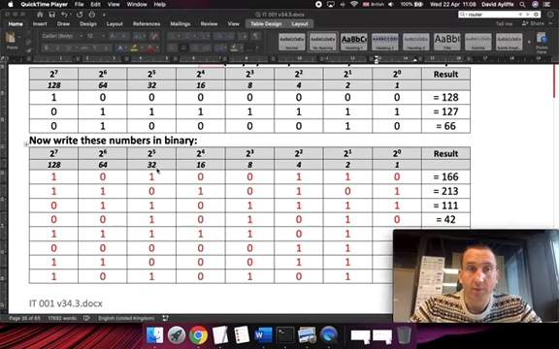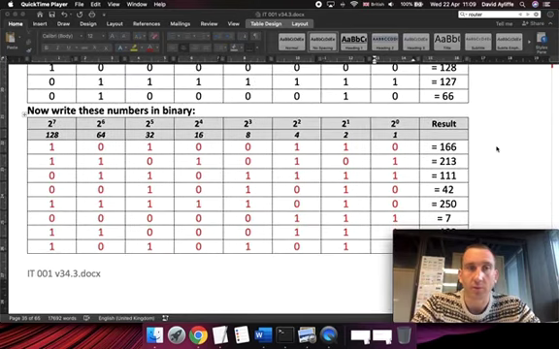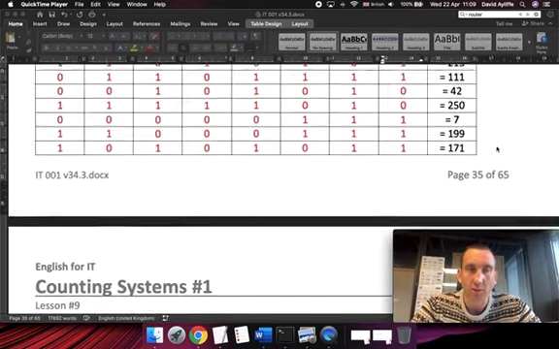Right, okay, so hopefully that was fairly straightforward. I mean, there's nothing very, very difficult about that. Once we understand the concept, it's quite easy.